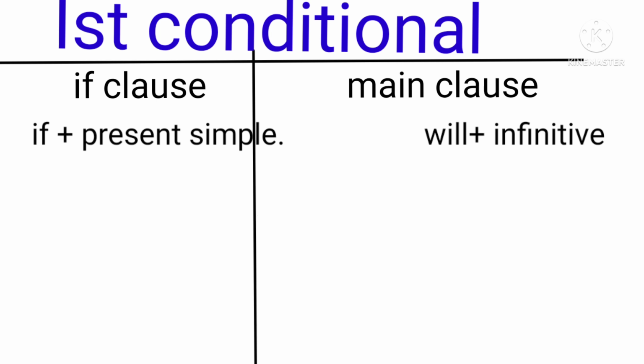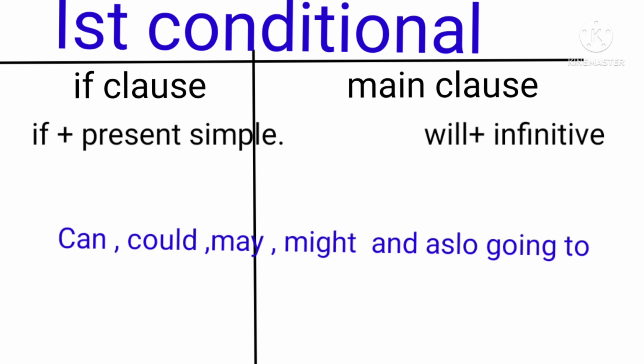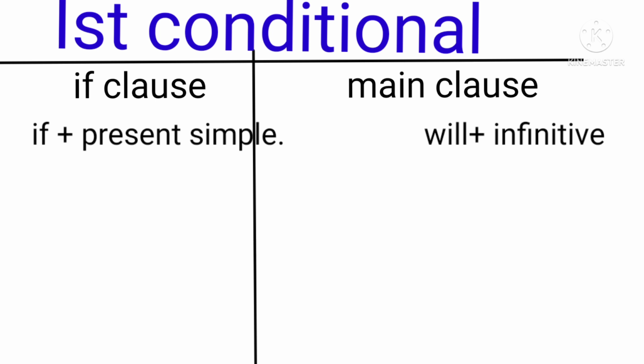In the first conditional, you will often see will plus infinitive, okay? But other modal verbs are also possible. Any modal verb that can give you that future feeling, like can, could, may, might. We can also use going to, which is also a future form. So we use the first conditional for a possible future condition and a possible future result.